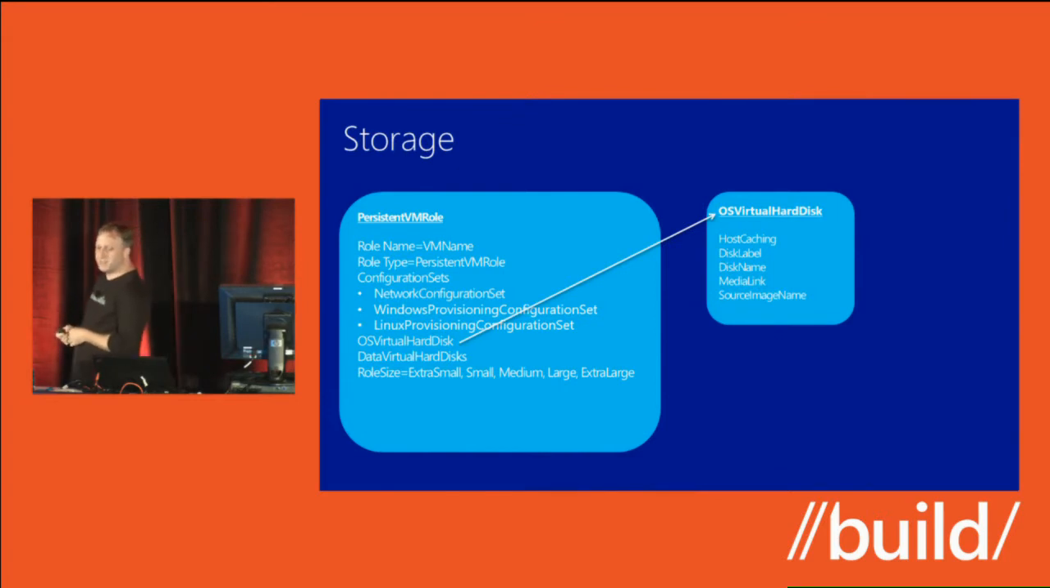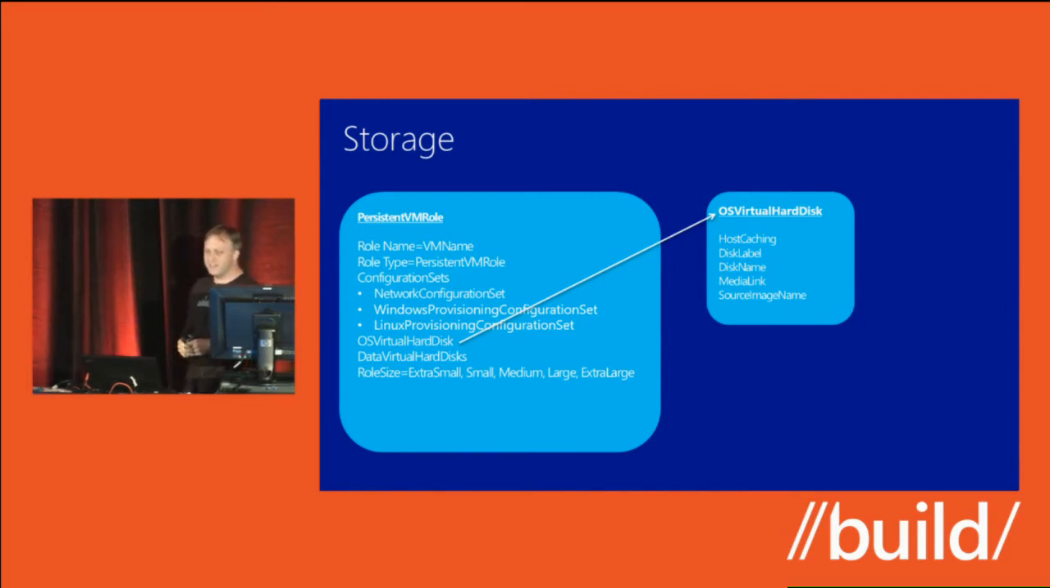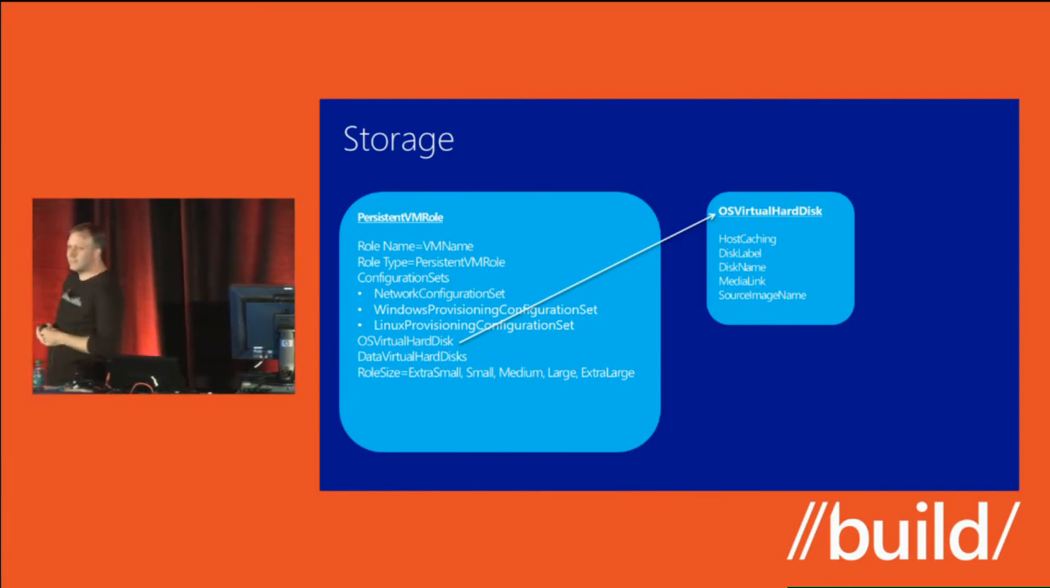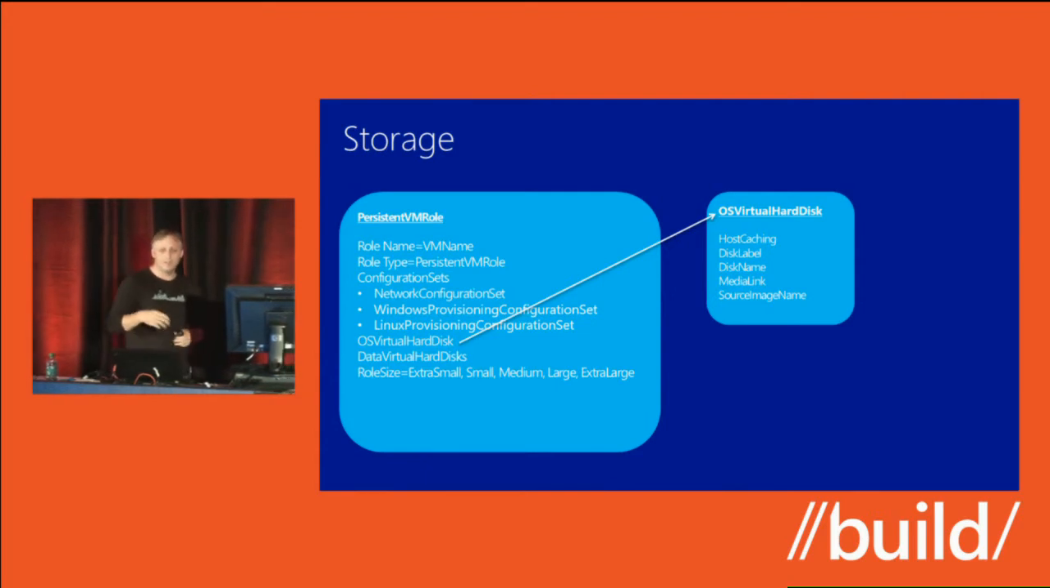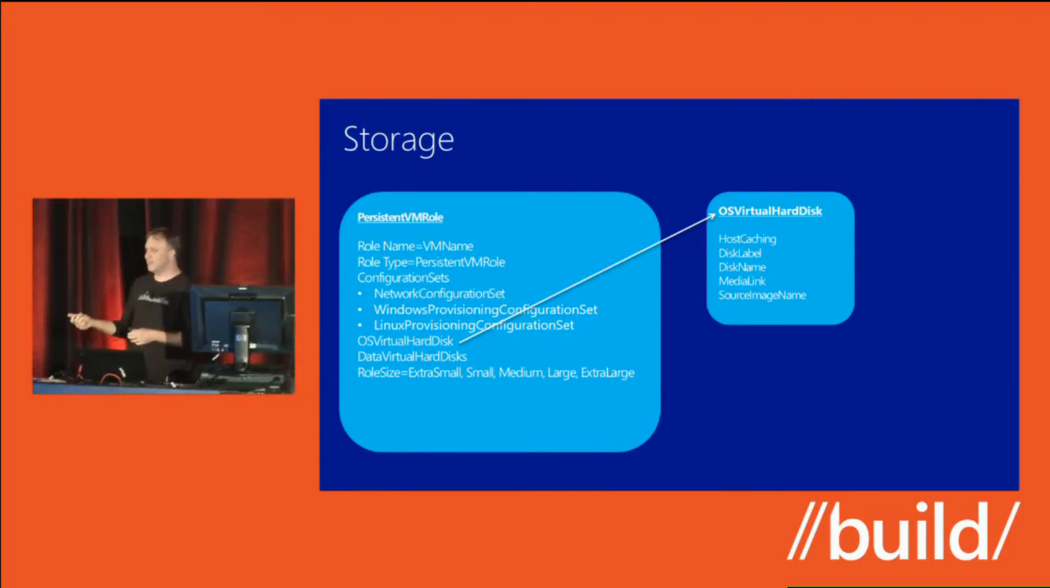And back on the persistent VM role, outside of provisioning, we have a couple of pretty obvious entities. You have the OS virtual hard disk. This basically tells it whether you're booting off of an existing VHD that you may have uploaded to your storage account, and you would set that via the media link, which is a URL back to Windows Azure Storage. Or you could specify a source image name, which is the name of whatever platform image you want to boot off of, whether it's Windows Server 2012 or Server 2008, etc. You'll need the media link either way, and in that case it would be the target where you want this OS disk to be created.